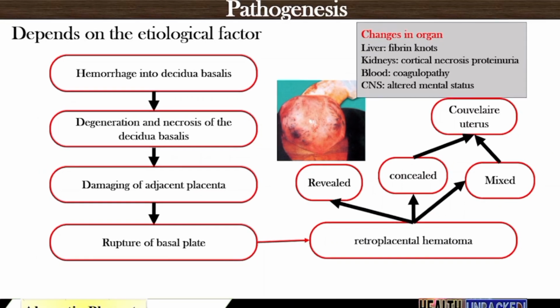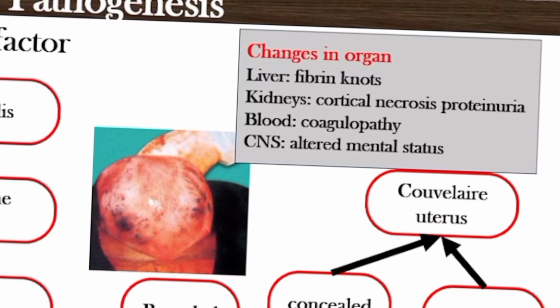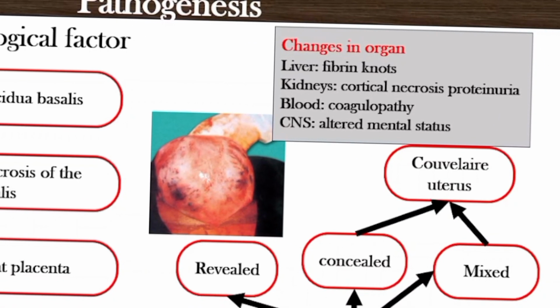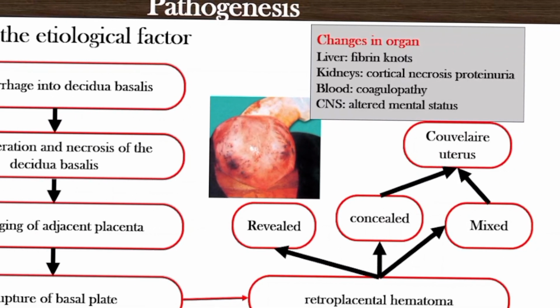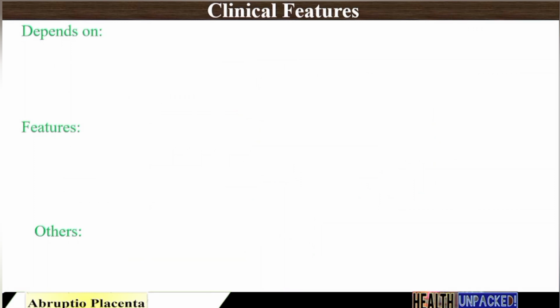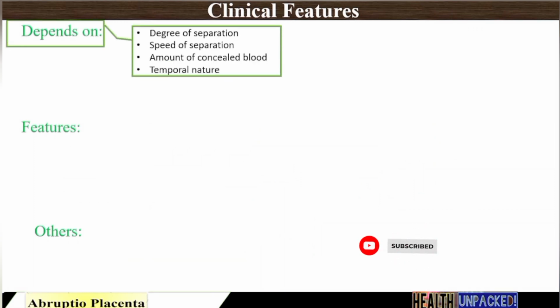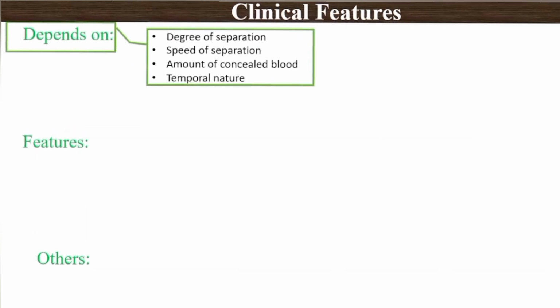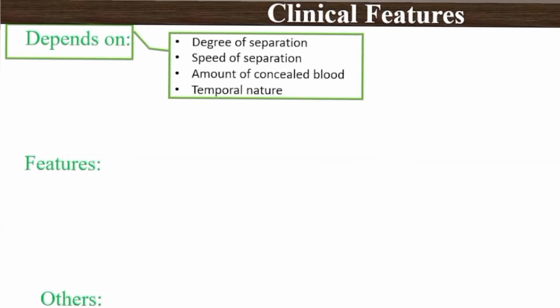Okay, changes in organs. In the liver, there will be fibrin nodes. In the kidneys, cortical necrosis and proteinuria. There will be blood coagulopathy. In the CNS, there will be altered mental status. Okay, clinical features. The clinical features depend on degree of separation, speed of separation, amount of concealed bleeding, and temporal nature. That means whether it is acute or chronic.